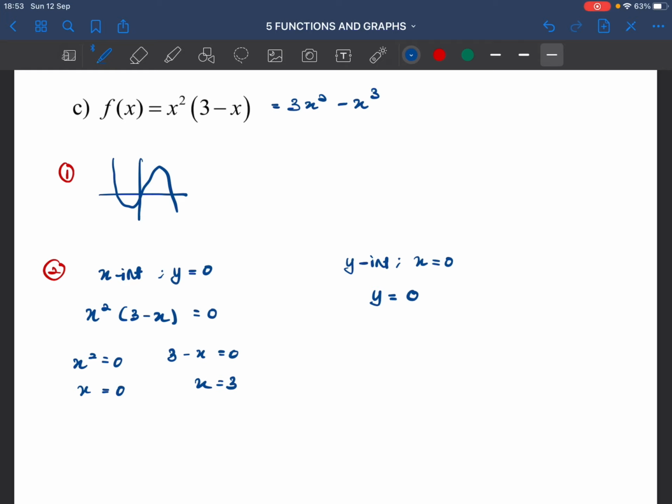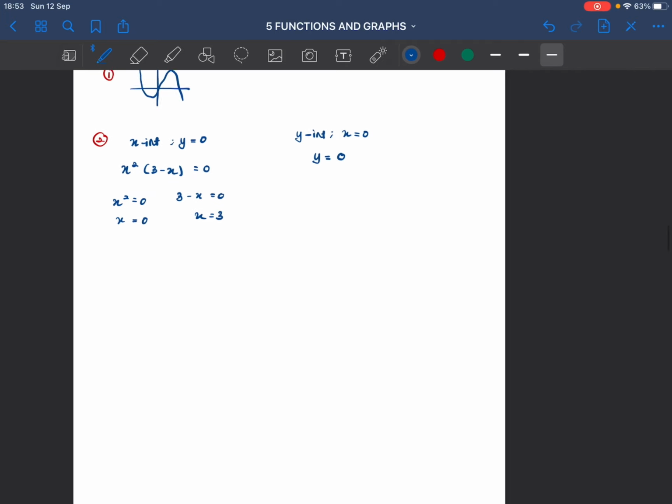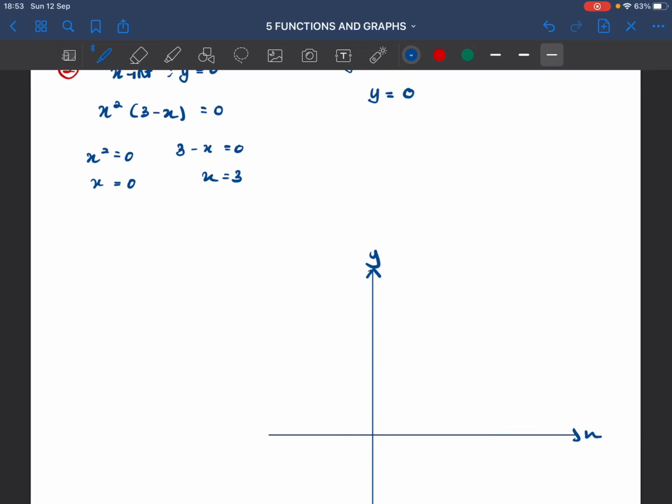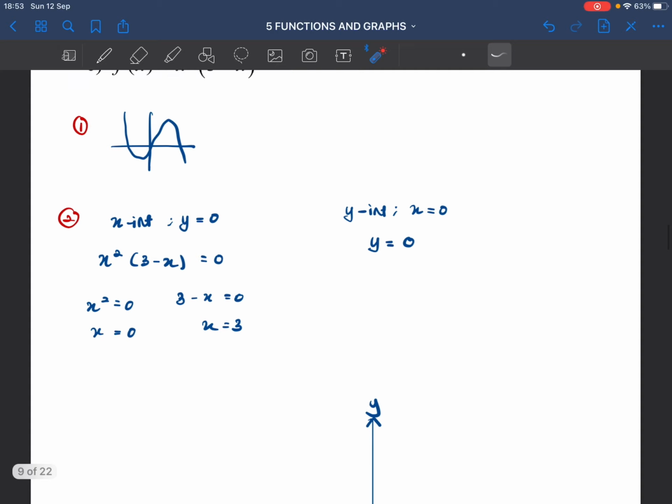Okay, so before we sketch, we can sketch first. Let's see. We have the axes here, x, y. Okay, so we don't have an inflection point for case 2. So we only have our x-intercepts and y-intercept. So we have x-intercepts 0 and 3, somewhere here. And we have our y-intercept 0, so it will be the intercept here. Okay, so we know that the shape is something like this.